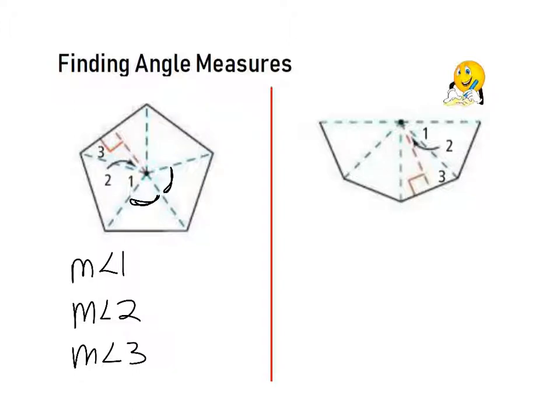The measure of angle 1 is the central angle. It's right here. It just happens to be in this triangle over here. To find that central angle, you're going to have to remember that it's 360 degrees all the way around. So I'm going to take 360 degrees and divide it by how many of these central angles there are. Since it's a pentagon, there's 5 of them. You're going to want your calculator handy. If you don't have it out, grab it right now. The measure of angle 1 is 360 divided by 5. It ends up being 72 degrees.